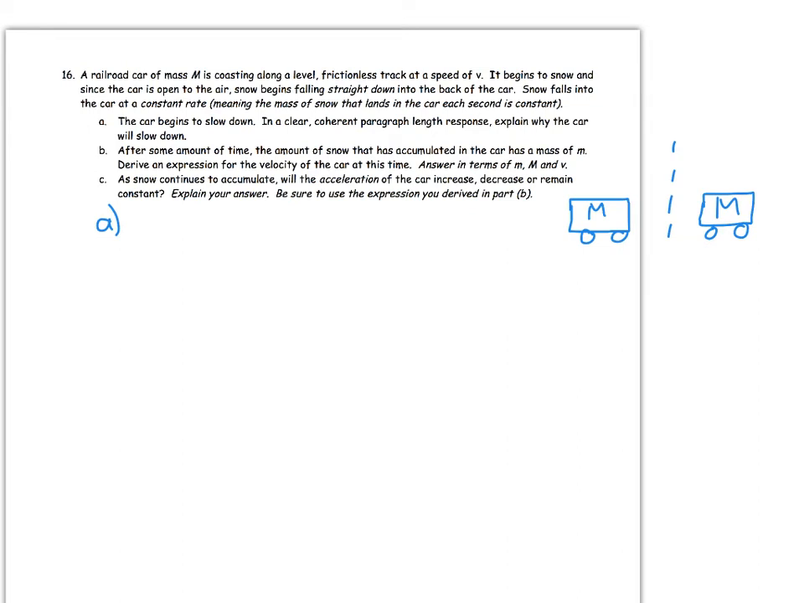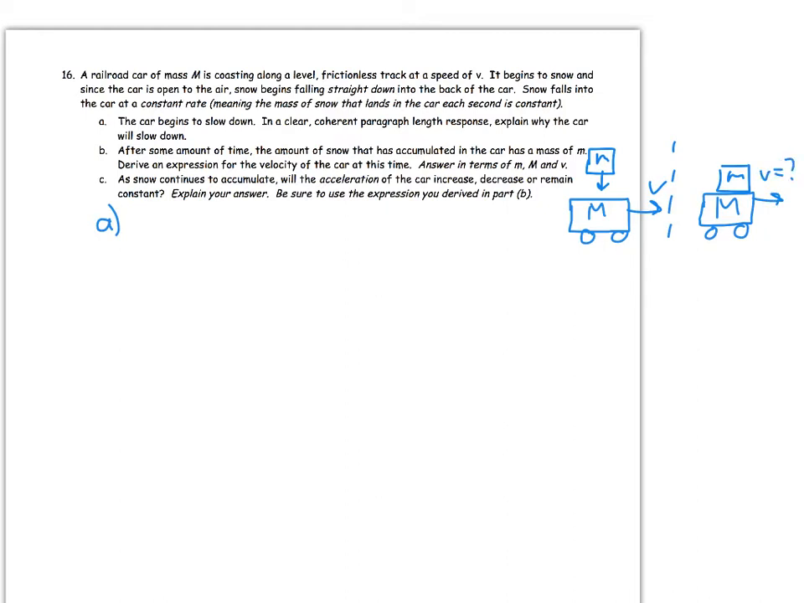For this problem, we have a situation where a railroad car is coasting down a level track at a speed of v, and snow is going to fall into the back of the car, so there's going to be some amount of mass being added to this car, and it's falling at a constant rate. And so some point later in time we're going to have more mass here for our car, and it's still going to be moving down the track at some new speed, but there's definitely going to be additional mass.